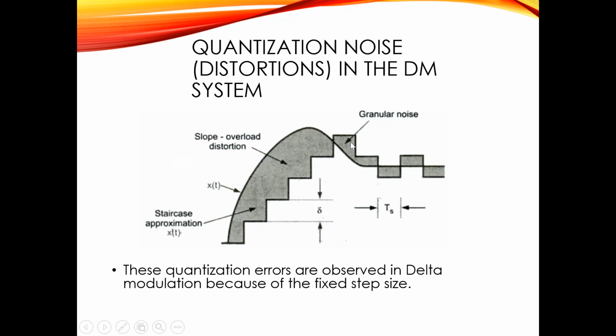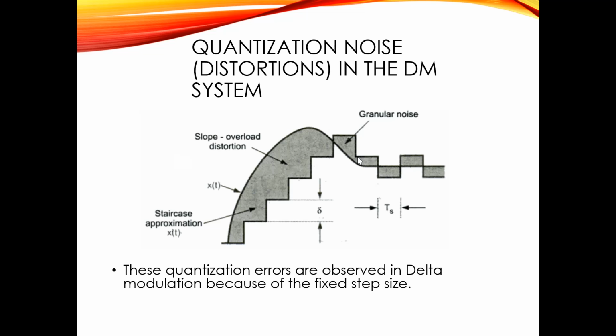Now another distortion. See here, x of t is constant after some time, but the approximated signal is still hunting above and below x of t. This difference or error is considered granular noise. So there are two distortions present in the delta modulator system, slope overload distortion and granular noise. These quantization errors are observed in delta modulation because of the fixed step size.